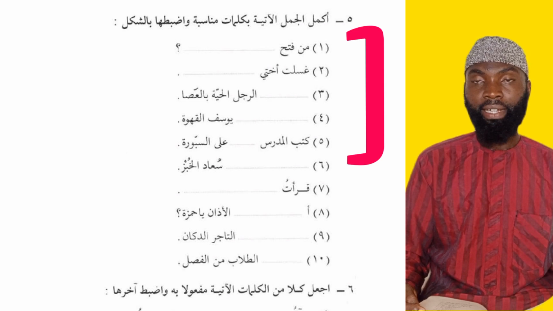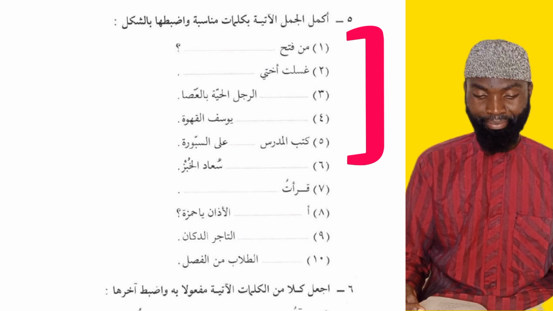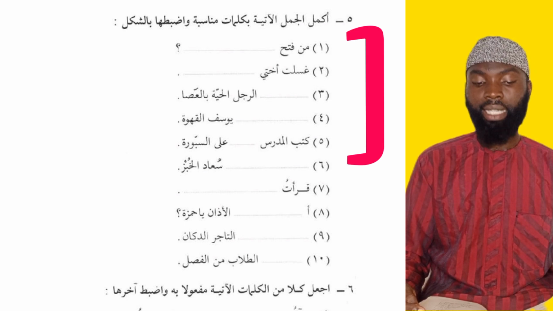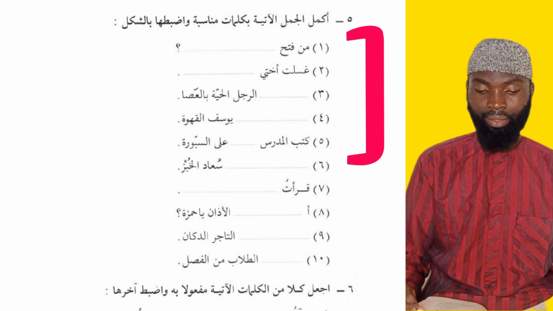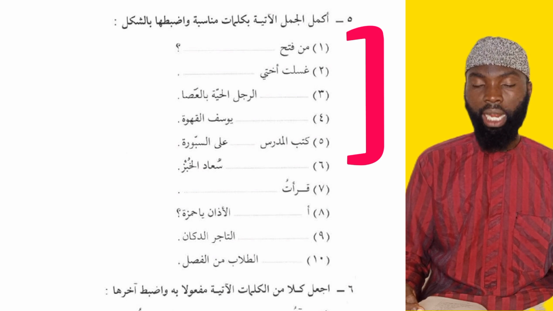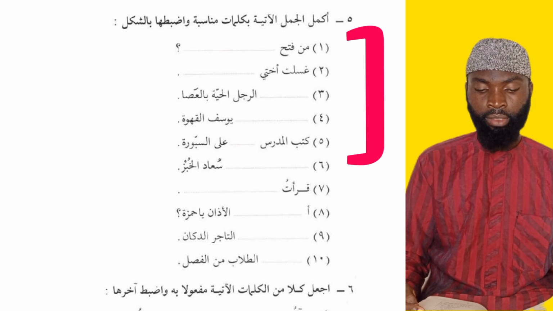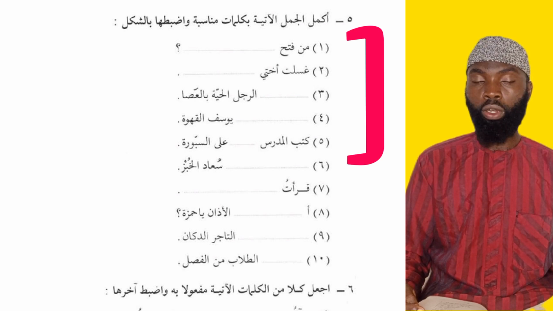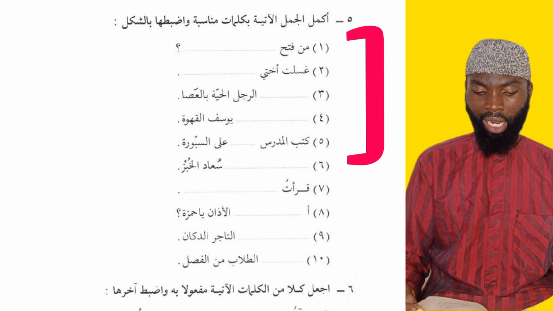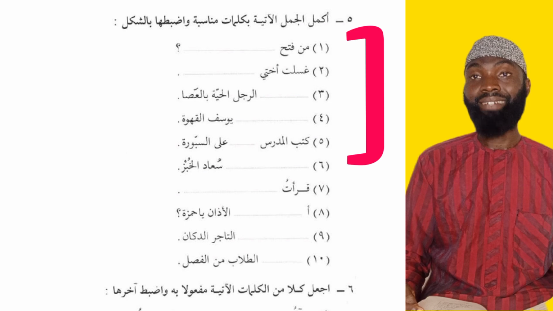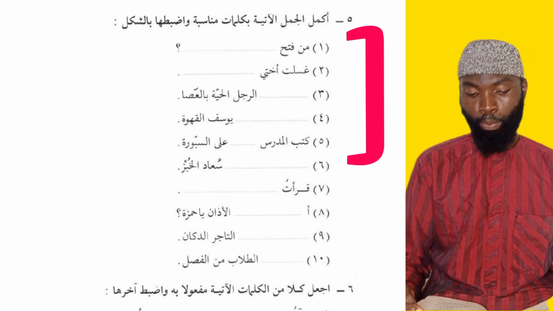Number 1, we have man fatahal baba. Man fatahal baba. That's what the answer would be. Number 2, we have ghasalat ukhti. You say ghasalat ukhti al-malabisa. Number 3, we have a blank, ar-rajulul hayyata bil asa. We say qatala ar-rajulul hayyata bil asa. Number 4, we have a blank Yusuf al-qahwa. We say shariba Yusufu al-qahwata. Then next we have katab al-mudarrisu ala sabur. You say katab al-mudarrisu ad-darsa ala as-saburati.